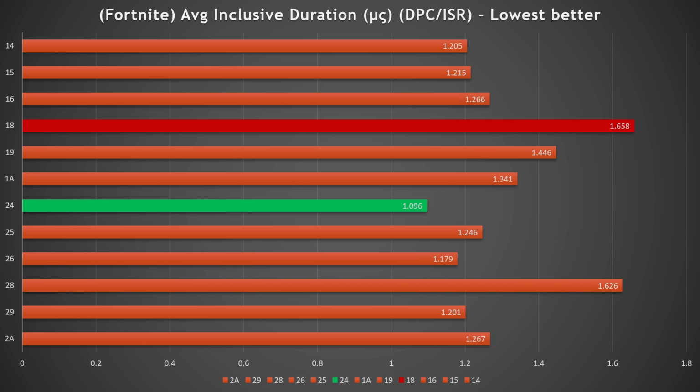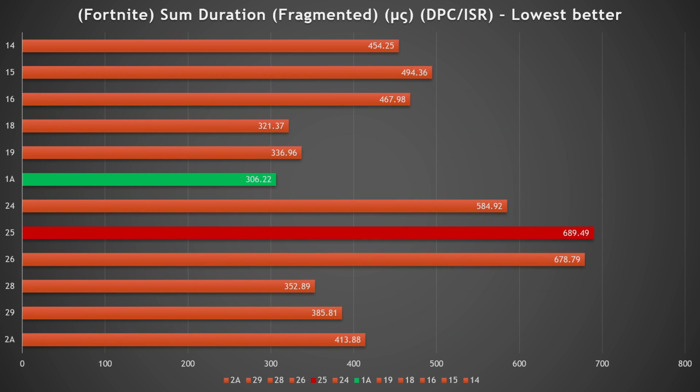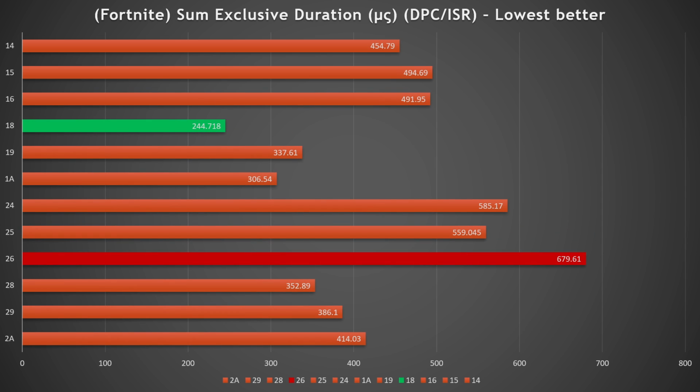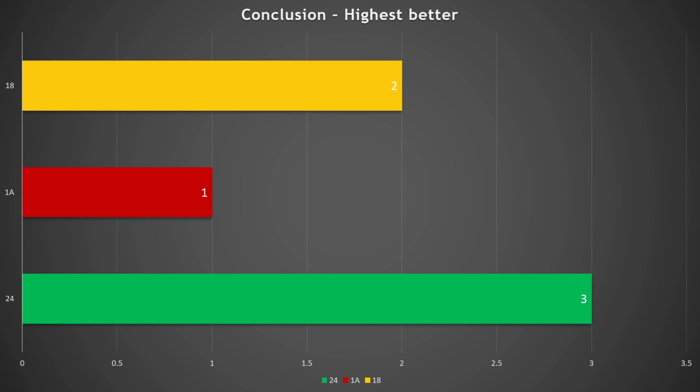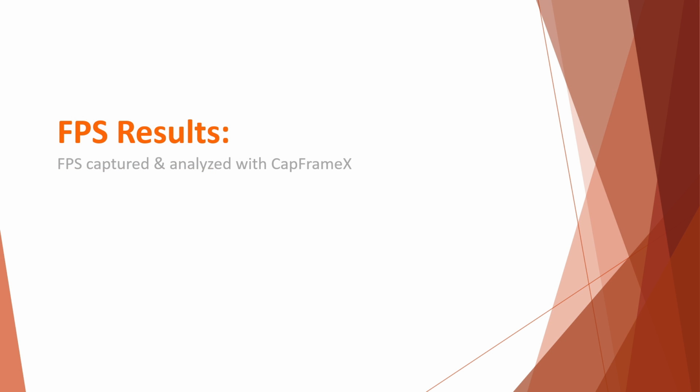In average inclusive duration, the best value was again 24 and the worst 18. In sum duration, the best value was 1A and the worst 25. In sum exclusive duration, the best value was 18 and the worst 26. In sum inclusive duration, the best value was 18 and the worst 26. In conclusion, in terms of latency, the best value was 24 with the most wins, and the fewest wins had the 1A value.